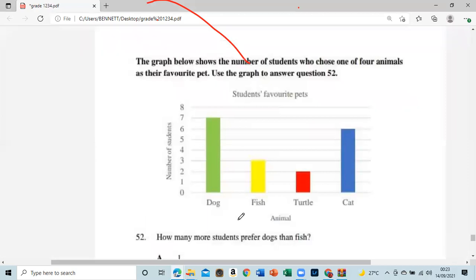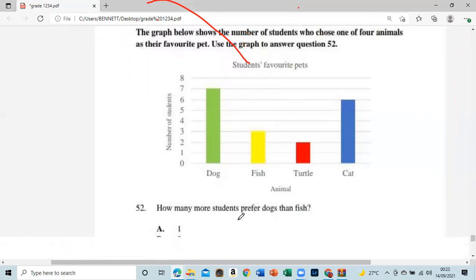The graph below shows the number of students who choose one of four animals as their favorite pet. Use the graph to answer question 52. How many more students prefer dogs than fish? All right, let us go to fish. That would be 3. Let's go to dogs, and that is 7. So in order to find how many more, we subtract 7 minus 3, and that gives us 4. So 52 would be 4.